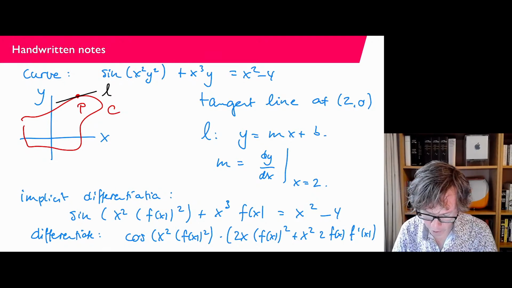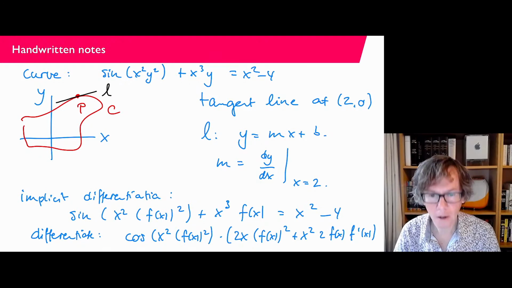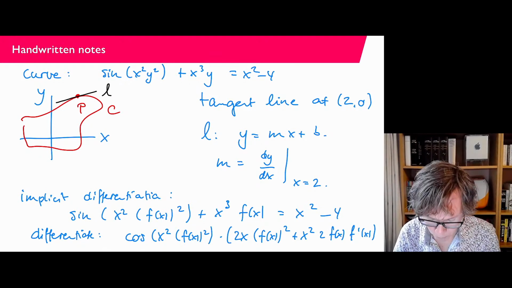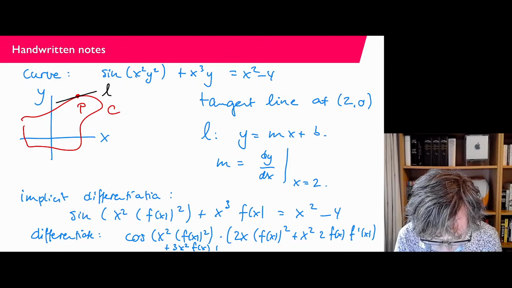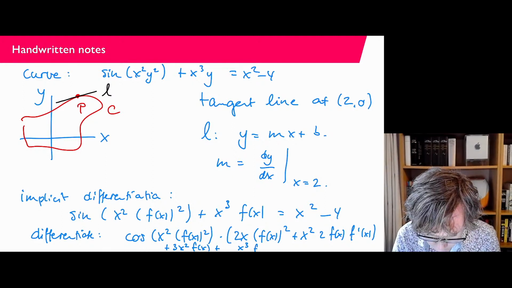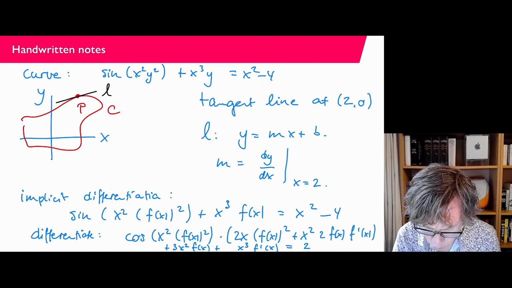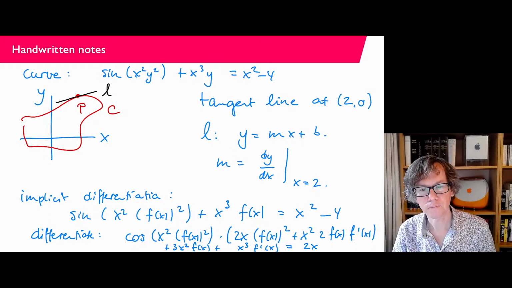And then I have limited space here, but I'm still going to squeeze it in. So the derivative of x to the power 3 f(x) is going to be plus 3x squared f(x) plus x to the power 3 times f prime of x. And then I have to differentiate the right side, so that's going to be 2x. Okay.